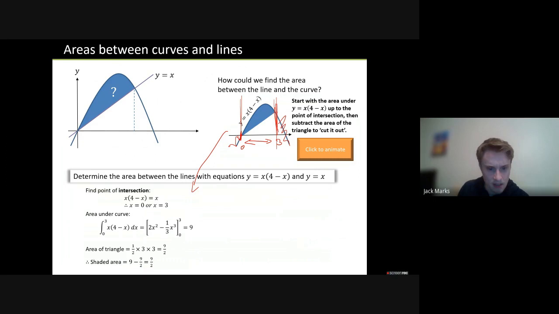The value up here, so you can substitute x equals 3 in, and apparently you will get 3 again. So you just do base times height divided by 2. So we do the area under the curve, which is the large part, and then we subtract the triangle, and we should get 9 over 2.